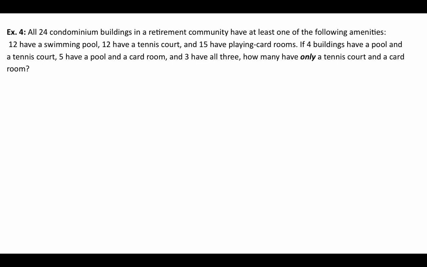So this question is different because they haven't given us everything and then asked us for the union. Instead, they're saying these 24 buildings have at least one of the following amenities. And whenever you say how many have at least one, you're saying this is the union. So we've actually been given the union as 24, but now what we're missing is that overlap between tennis courts and card rooms. And in fact, one more little piece of information is how many have only a tennis court and a card room, but not a swimming pool.